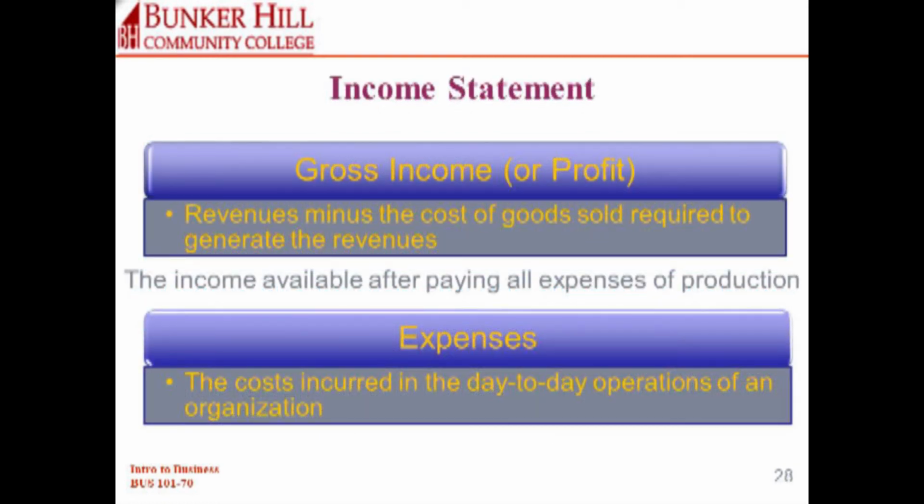This is before expenses, so revenues minus the cost of goods sold in order to generate the revenues. Gross income or profit is revenues minus the cost of goods sold. It just shows you how much it costs you to make the money that you're bringing in. Expenses are the costs incurred through your day-to-day operations. We've kind of already covered that a few times during the class, so that should be fairly self-explanatory.